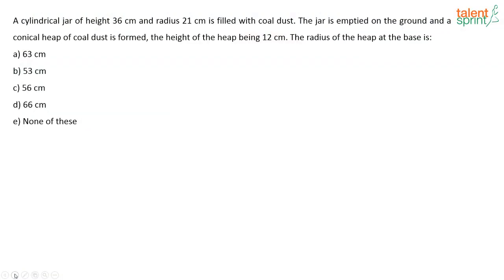The next question is on mensuration. You have a cylindrical jar of height 36 centimeter and radius 21 centimeter, which is filled with coal dust. The jar is emptied on the ground and a conical heap of coal dust is thus formed. The height of the heap being 12 centimeter. The radius of the heap at the base is dash.